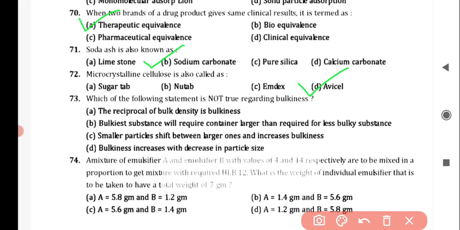Next question is, which of the following statements is not true regarding bulkiness? And the correct answer is option C, smaller particles shift between larger ones and increase bulkiness. Next question is, a mixture of emulsifier A and emulsifier B with HLB values of 4 and 14 respectively are to be mixed in a proportion to get a mixture with required HLB 12. What is the weight of individual emulsifier that is to be taken to have a total weight of 7 grams? And the correct answer is option B, A is equal to 1.4 grams and B is equal to 5.6 grams.